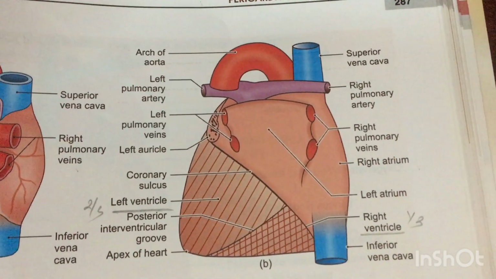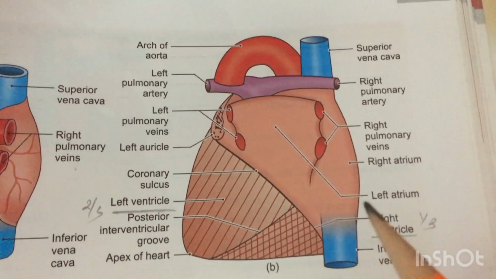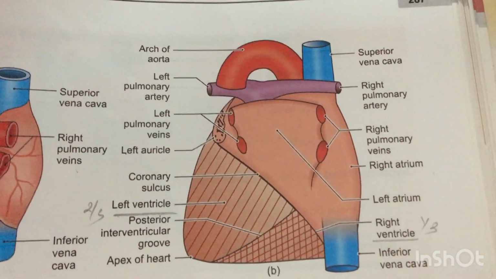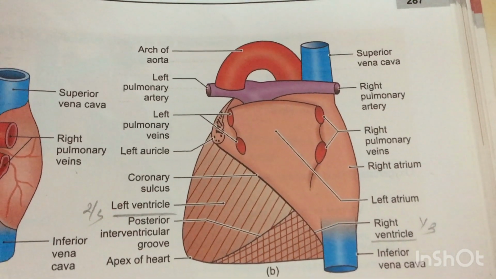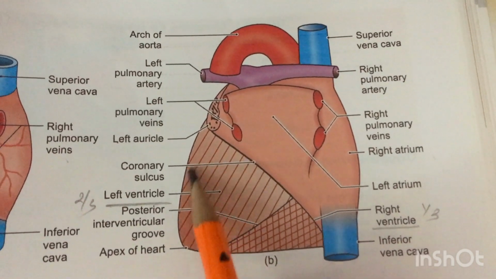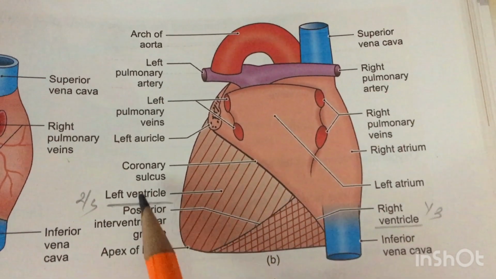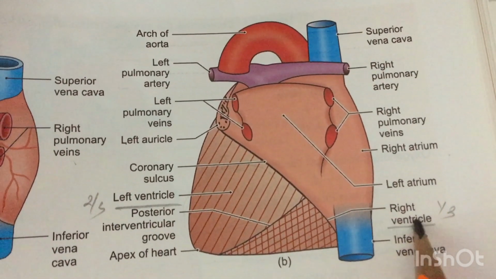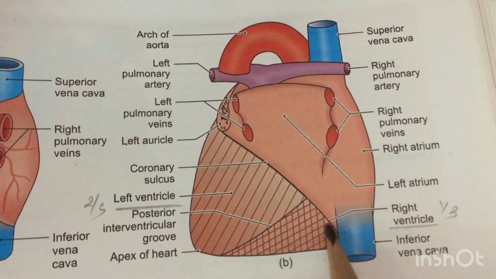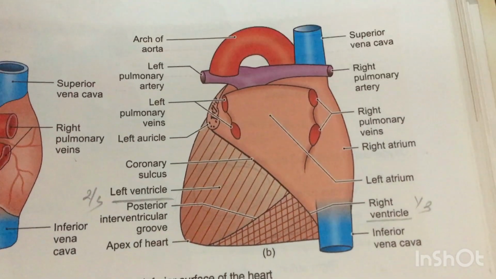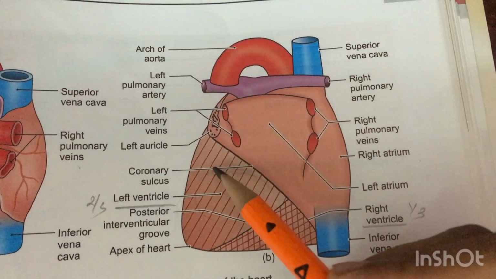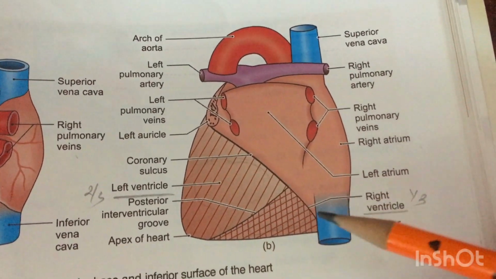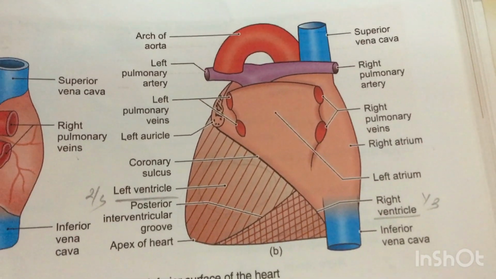Next, about the inferior or diaphragmatic surface. It is formed 2/3 by the left ventricle and the right 1/3 by the right ventricle. Here you can see on the left side, this is the left ventricle, 2/3, and on the right, 1/3 is the right ventricle. So the inferior or diaphragmatic surface is formed 2/3 by the left ventricle and 1/3 by the right ventricle.